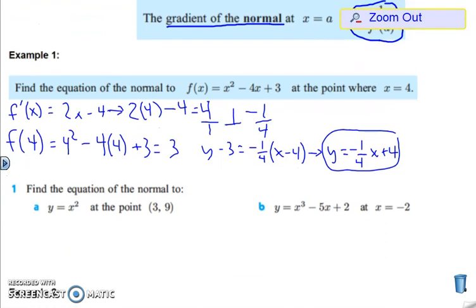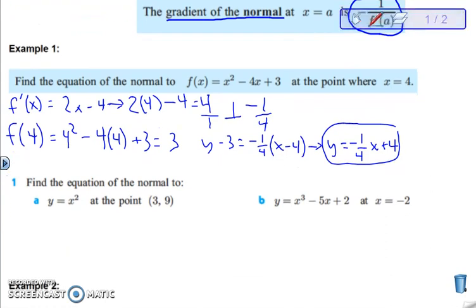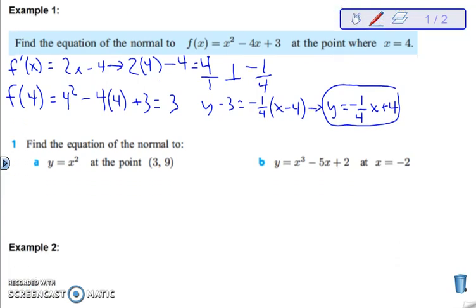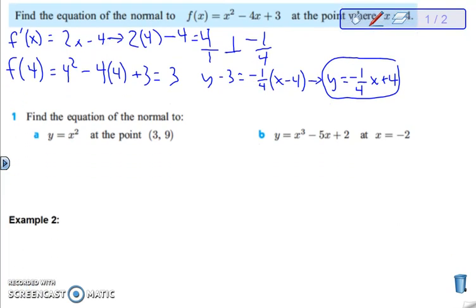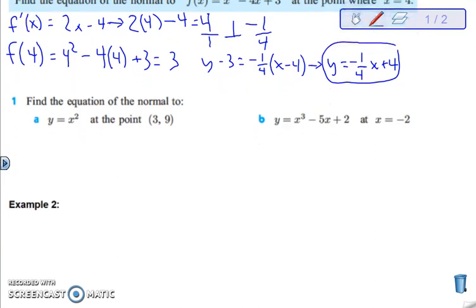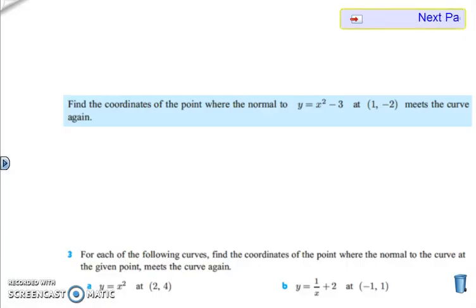Alright, so again, do the same thing for those two extra problems. Luckily, they've given you the y value on the first one, so that saves you a step. On part B, it's going to be very similar to the one we just worked. Example 2, which is really the only other example we have for today.